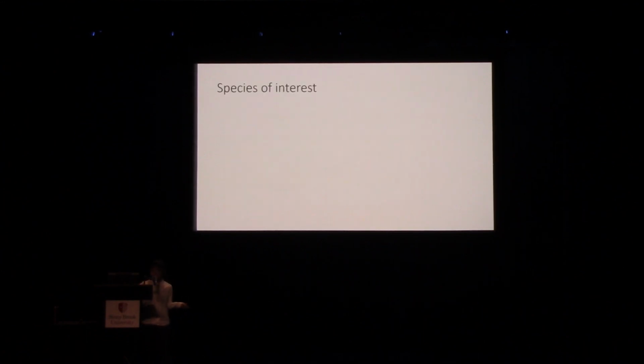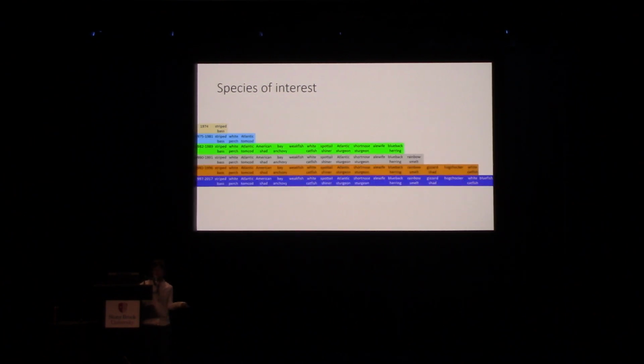In terms of species of interest, in the very beginning, only striped bass was considered as a key species. But over time, more and more species were listed as key species for the survey. In this presentation, we'll look at striped bass, American shad, and white perch. These three species use the Hudson River Estuary as their spawning and nursery habitats, and they are either economically important or ecologically important species. So we use statistical models to evaluate sampling effects on catch rates for the three species.